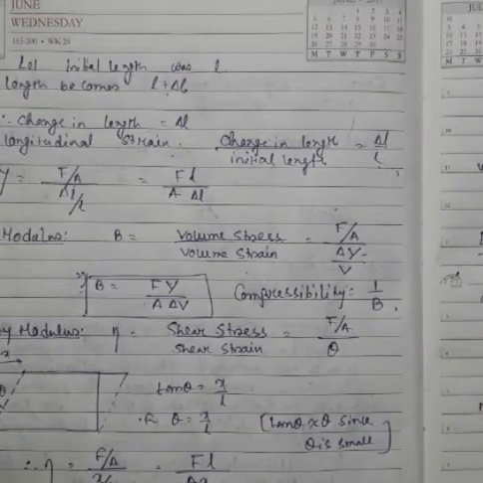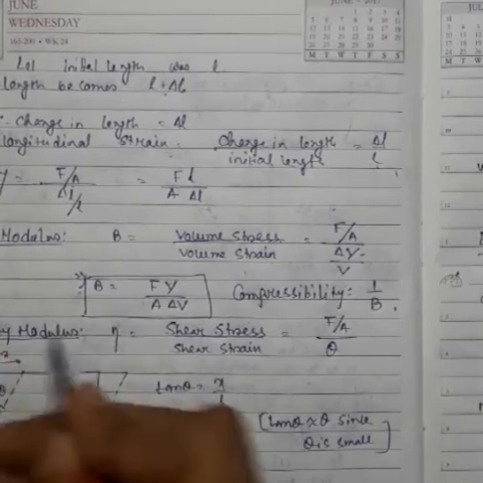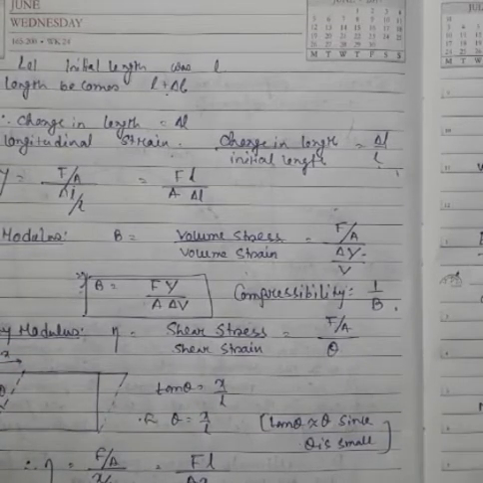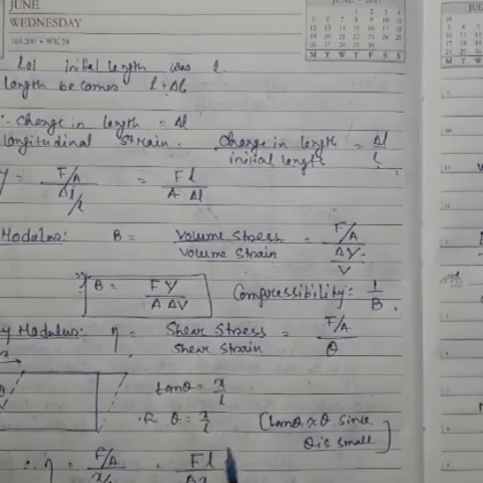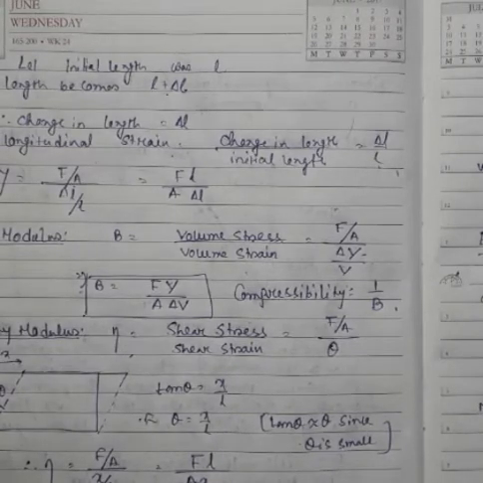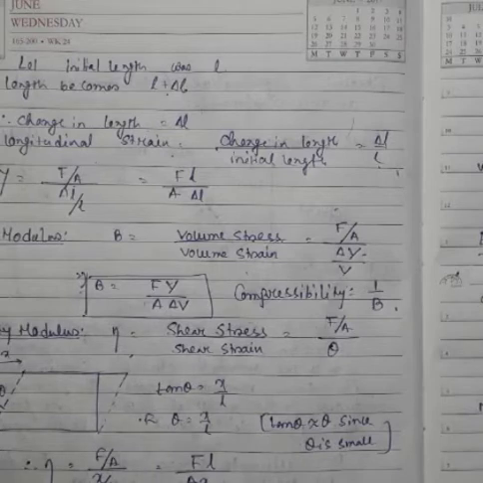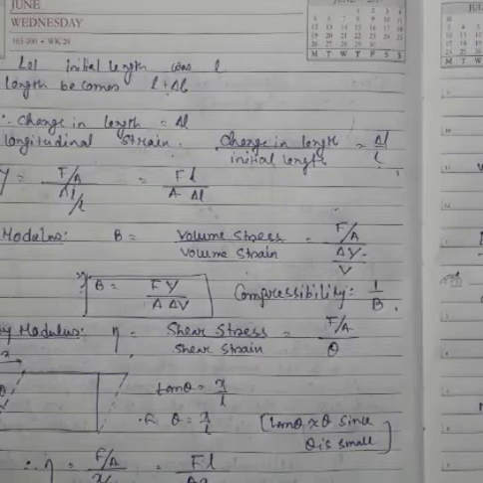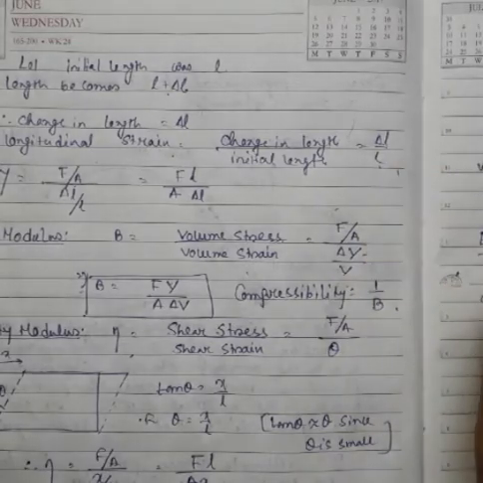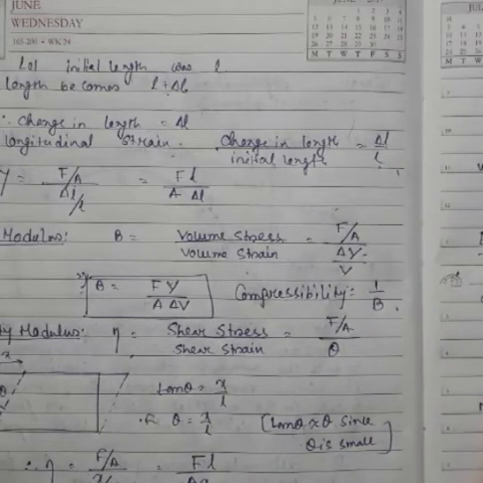Okay, now the third elastic modulus is rigidity modulus, defined as eta, and that is shear stress by shear strain. So this is the ratio of the shear stress to the shear strain. Now what is shear stress? Mainly we define stress into two categories. One is normal stress, another is shear stress. Normal stress is a stress that is applied on a surface perpendicularly, and shear stress is a kind of stress that is applied on any surface tangentially.